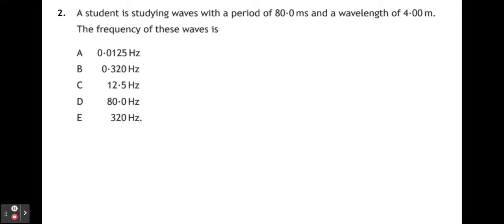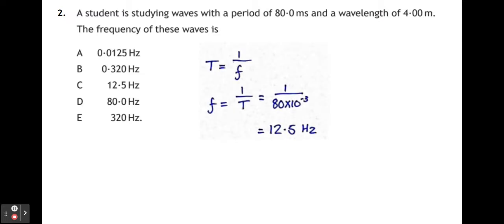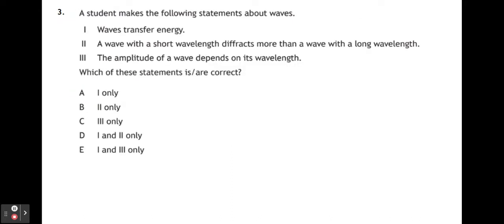Okay, so period is the inverse of frequency, or indeed the opposite is also true. Frequency is the inverse of period. The fact that wavelength is mentioned in this question is a red herring. We don't need that at all. To work out the frequency, we can do 1 divided by the period. The period is 80 milliseconds, so 1 divided by 80 times 10 to the power of minus 3, which is 12.5 hertz. Answer C.